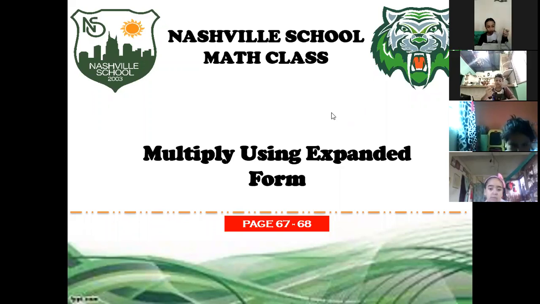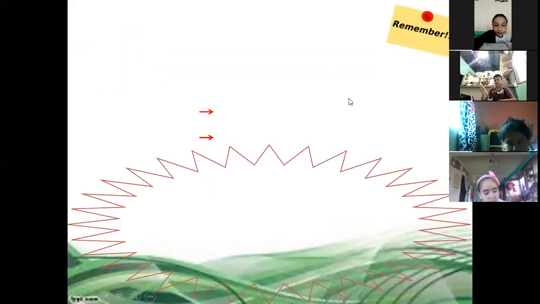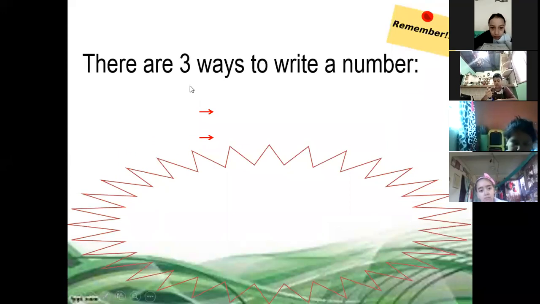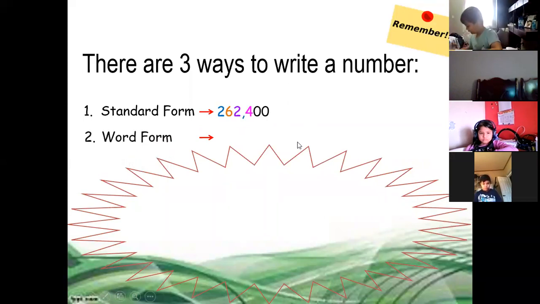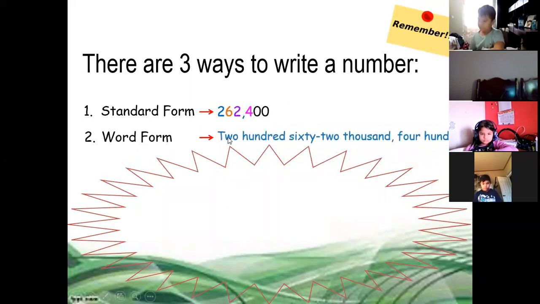Let's work with multiply using expanded form, pages 67 and 68. Remember that there are three ways to write a number. Standard form is the way we write numbers. See, this is standard form. Another way, word form. This number is 262,400. So word form is the second way.